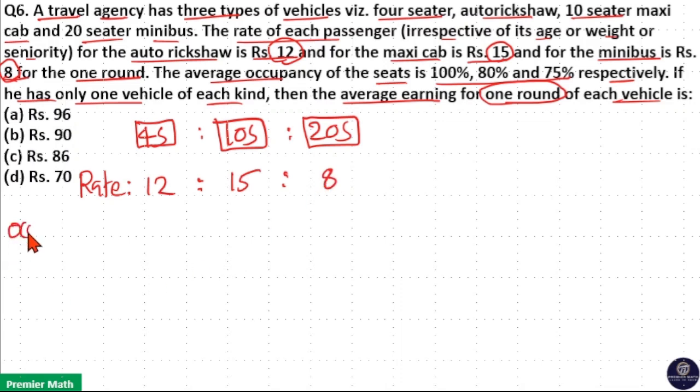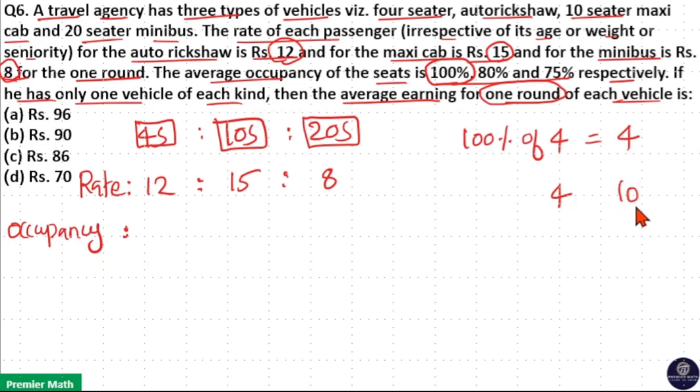Now, occupancy of seat. Here, for auto rickshaw, 100% seat is occupied. So, 100% of seats is occupied in auto rickshaw means auto rickshaw has 4 seats. So, 100% of 4 seats is equal to 4. Because if you take a number 4, the 100% of the number is 4 itself. If you take a number 10, 100% of 10 is 10 itself. So, 100% of 4 seat is 4.